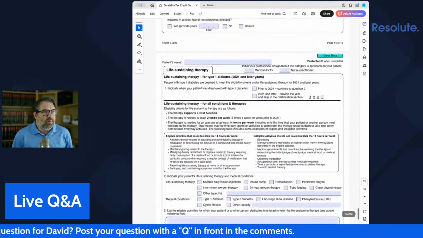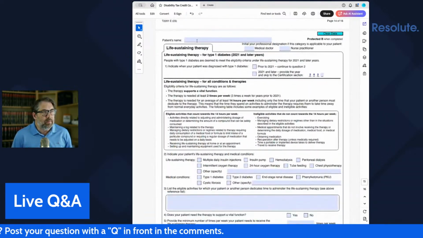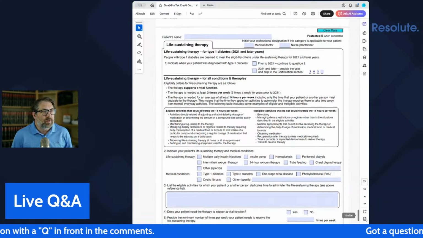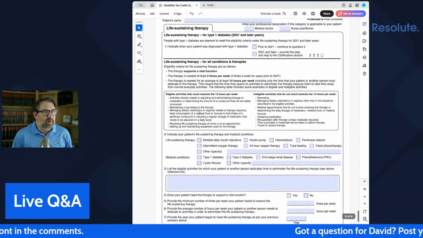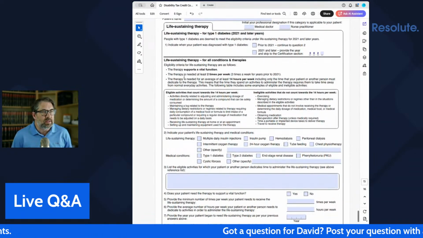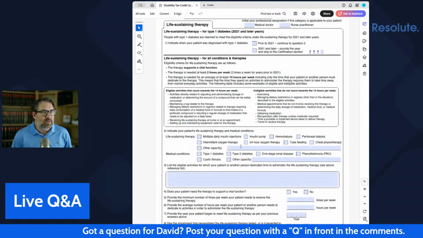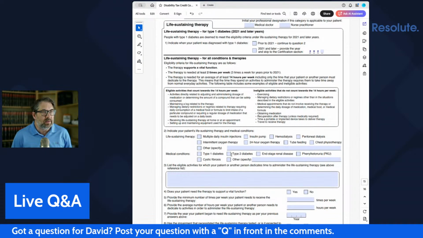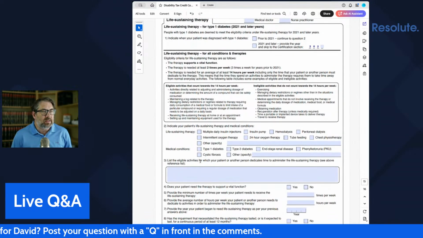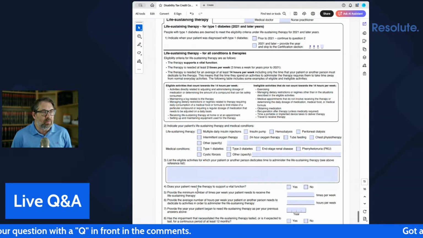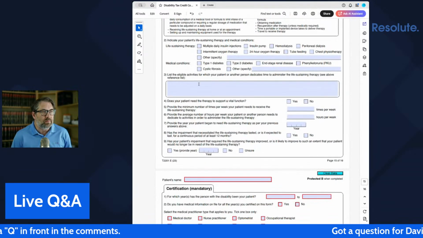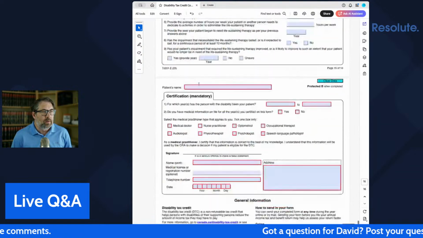Another one that people will qualify for is life-sustaining therapy. If you have this, it's quite easy to get approved. These are the type of medical conditions like insulin pumps, hemodialysis. If you're getting therapy for X amount of hours per week, then you can certainly be approved.